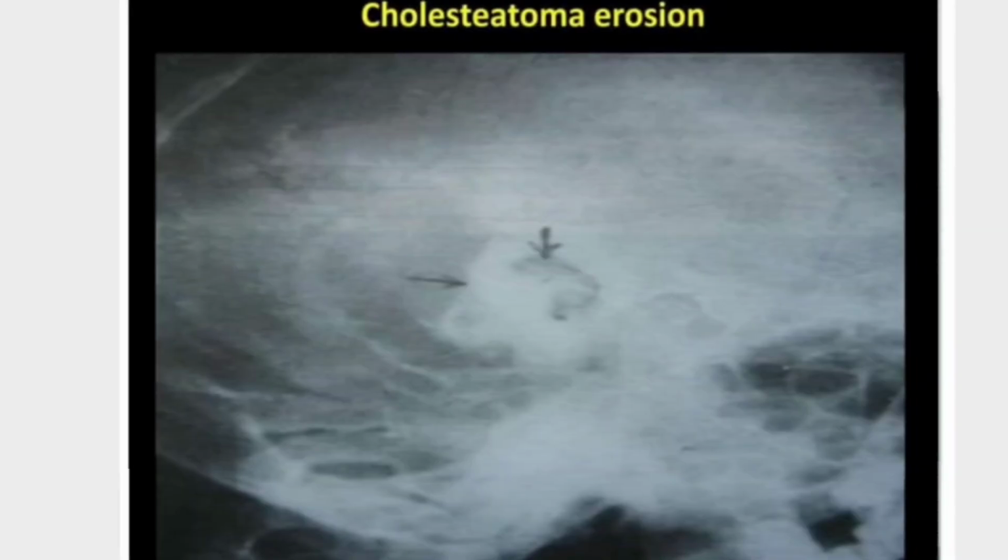This is an X-ray image showing cholesteatoma erosion. Okay, you can see here there is cholesteatoma followed by radiolucency, that is bone erosion here. And again it is followed by dense sclerosis here. Dense sclerosis of the bone. See properly. First there is central cholesteatoma, that is white mass surrounded by radiolucency, and around it has a sclerosis of the bone. This is cholesteatoma erosion.